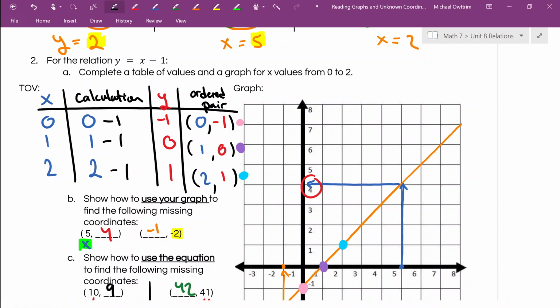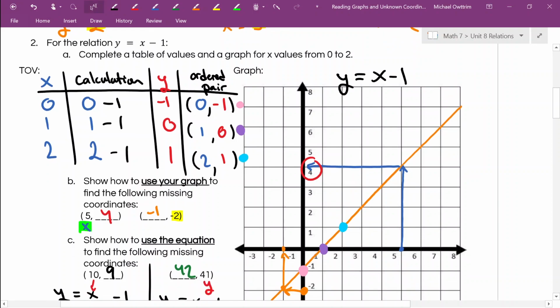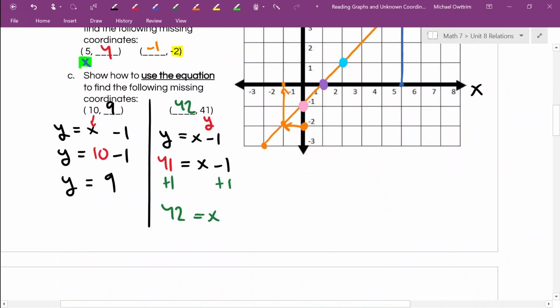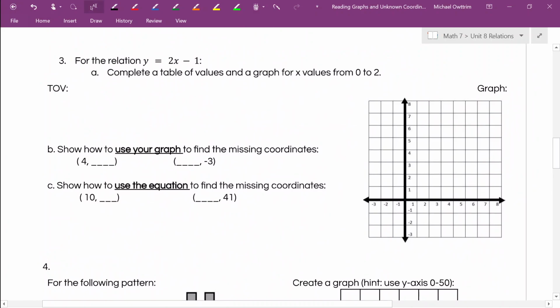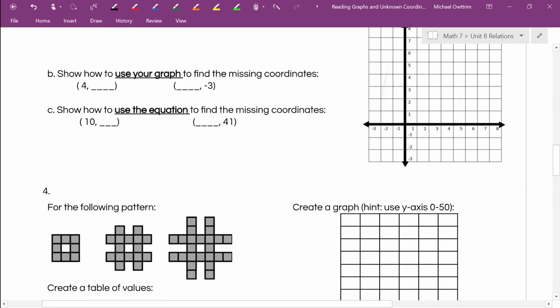The only other thing we're missing on our graph here is a title. For a relation like this, we just title it using our relation equation itself, and we just make sure that we label our x and our y axes. Okay, similar type of thing in question 3. I'm not going to go over that one right now.